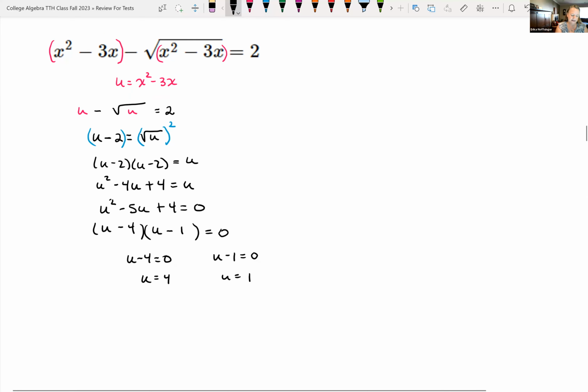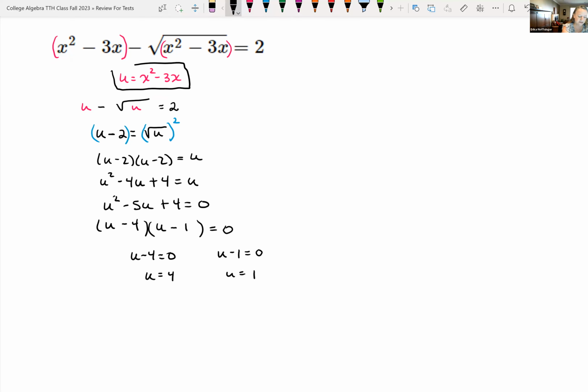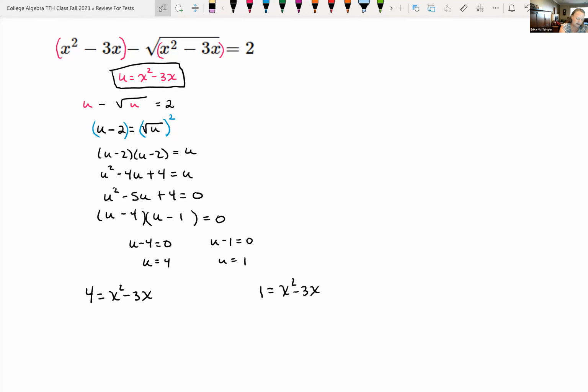But we want x again. And so we're going to go back in here and we're going to have two separate equations. We're going to have 4 is equal to x squared minus 3x. And we'll have another equation, 1 is equal to x squared minus 3x. So both of these are quadratic equations. So approach that by setting it equal to 0. So first equation, we're going to subtract 4 on both sides of our equation. Doing so, we get x squared minus 3x minus 4 is equal to 0.